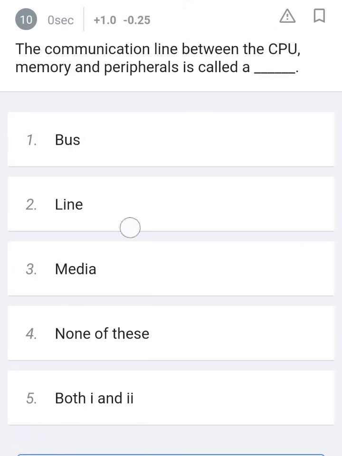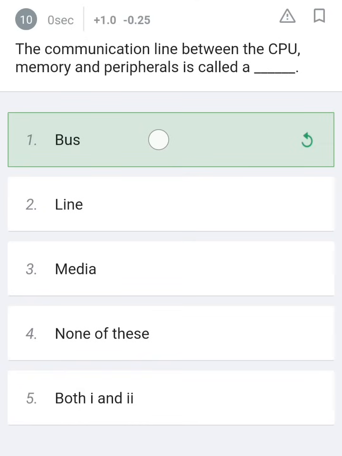Next question, the communication link between the CPU, memory, and the peripherals is called what? The central processing unit is the brain of the computer, memory means RAM, random access memory, and read only memory, and peripherals means keyboard, mouse and so on. What connects them is called the bus. Bus like USB or expansion bus.